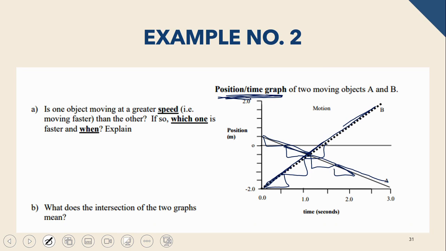Okay, part B. What does the intersection of the two graphs mean? Again, remember that this is a position time graph. So the y-axis marks the position of an object. If at a certain time, which is right here, let me choose a different color, right here, the objects are at the same y value, that means they're at the same position. So the intersection of the two graphs means that the two objects are at the same location at the same time.